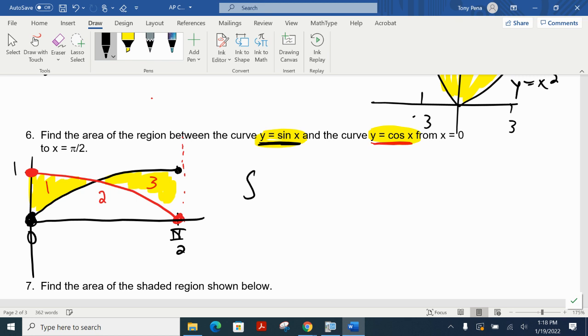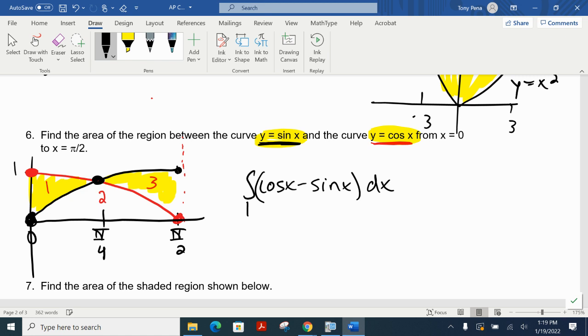So 2 integrals. The first integral definitely starts at 0 for region number 1 right here. Within region number 1, which curve's on top? Cosine x. And then sine of x would then have to be on the bottom. That's not the case the entire time, though. They're going to flip-flop right here. What does this have to be? Good. It's got to be pi over 4.